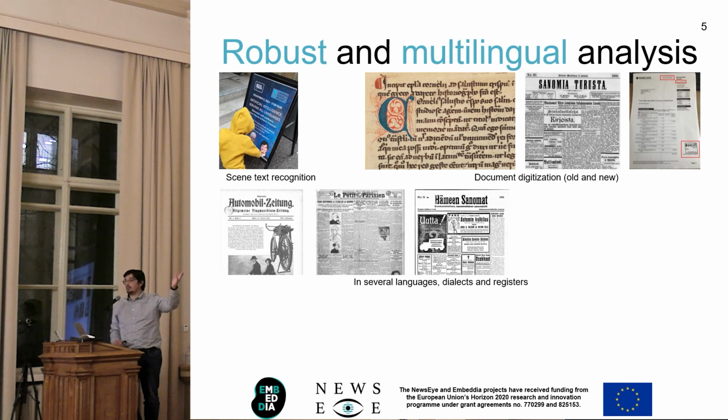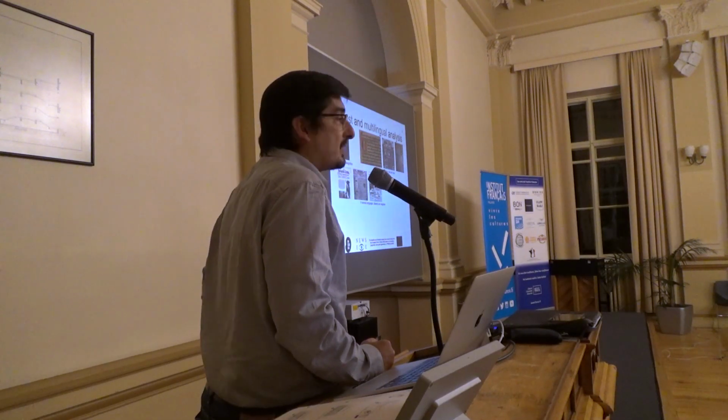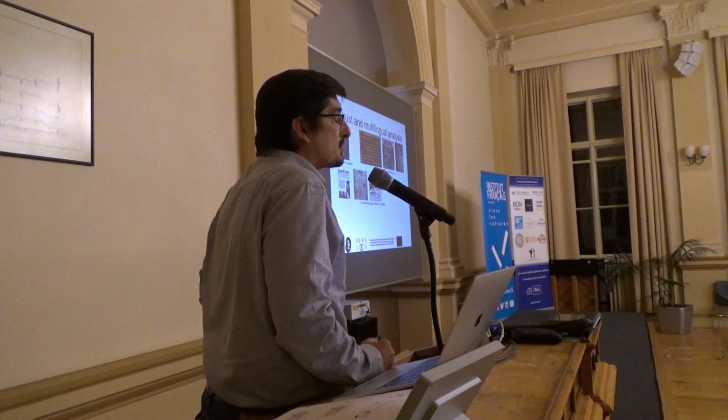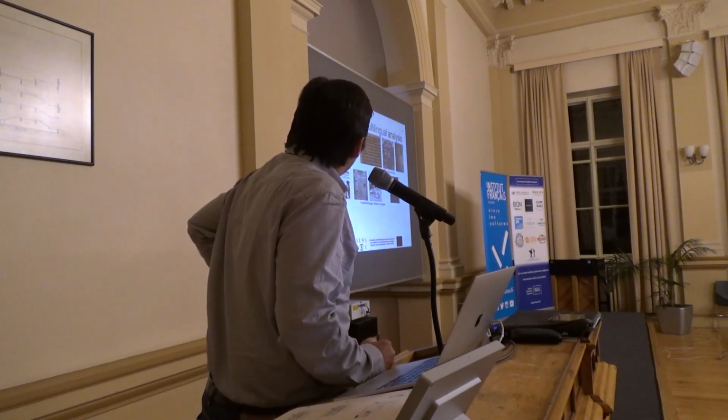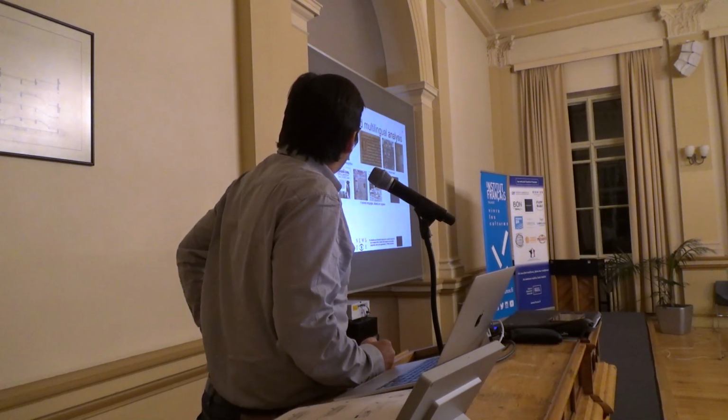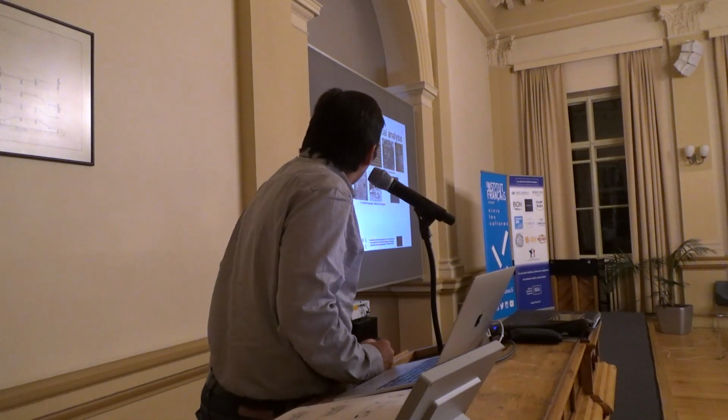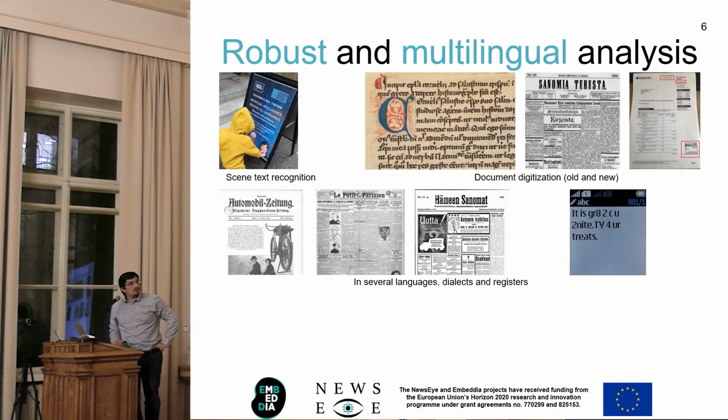You want to be robust to noise or to errors in the digitization process, but you also want to be robust to language change. You want to have methods that work for the 6,000 or 7,000 languages, and not just the 100 that OpenAI is working with. So these newspapers here, you have newspapers in German, French, and Finnish. Oh, this is impossible to read. Sorry. And then you also have to adapt to other language registers and dialects.